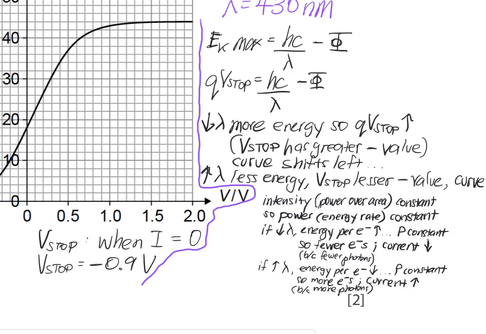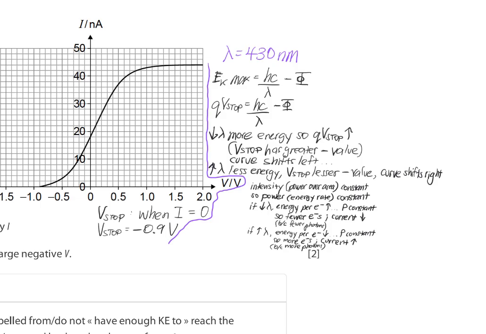But notice what I said before. A decrease in wavelength or an increase in frequency means more energy, so the QV stop is going to increase, and the V stop is going to have a greater negative value, and the curve is going to shift to the left. But the current is going to decrease. I keep pausing and then I forget what I say, so if I repeat myself, I'm sorry.